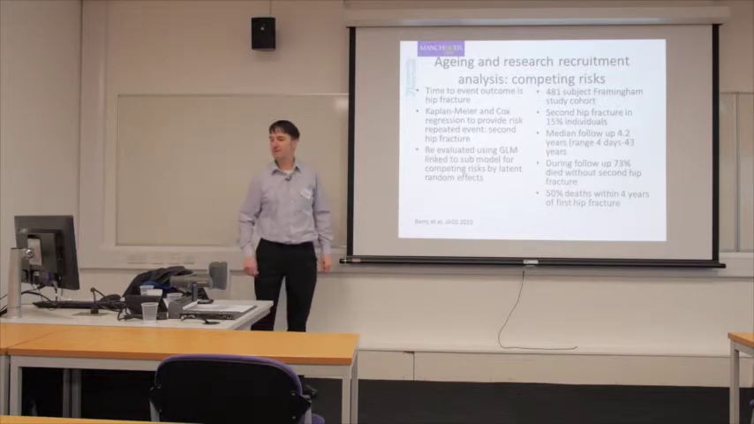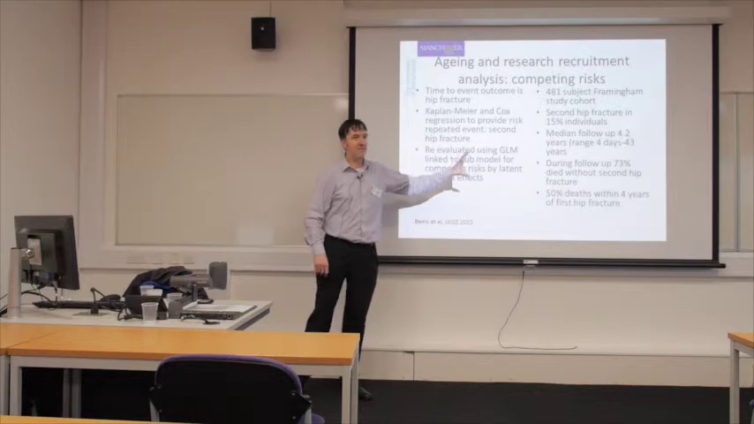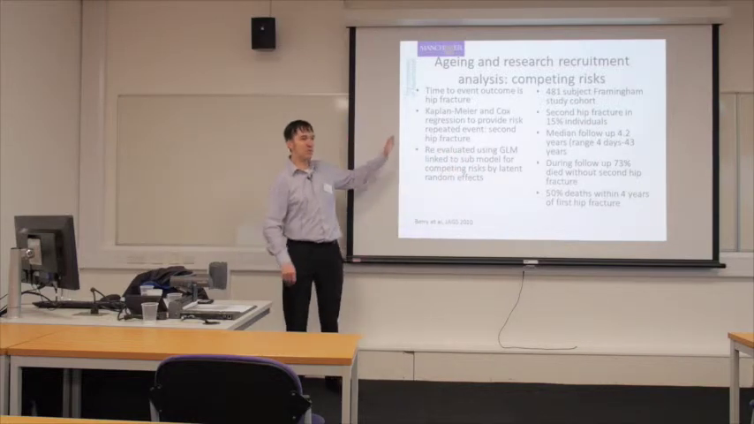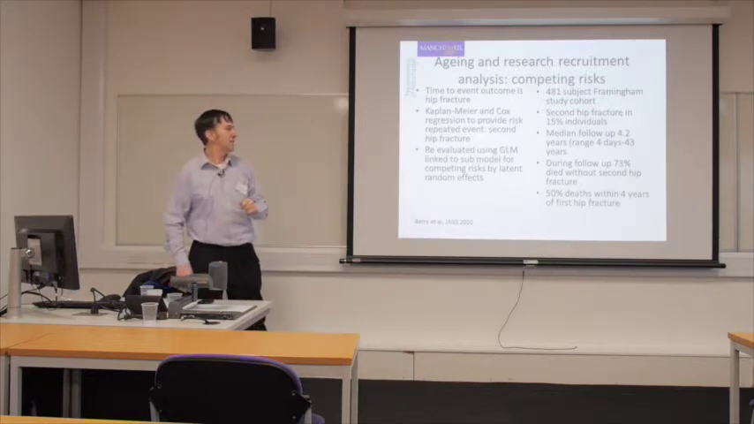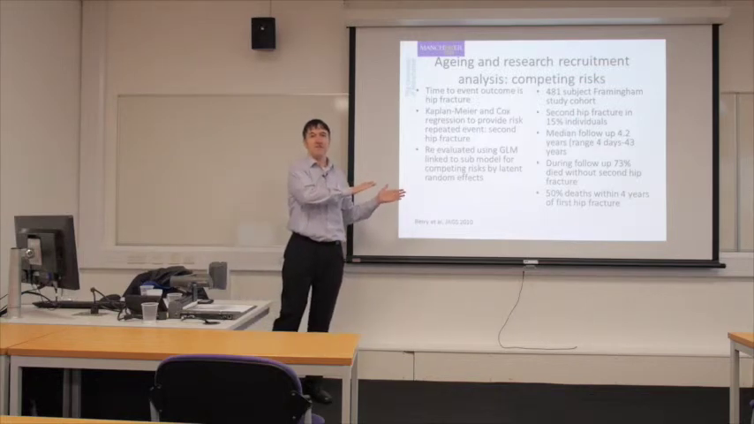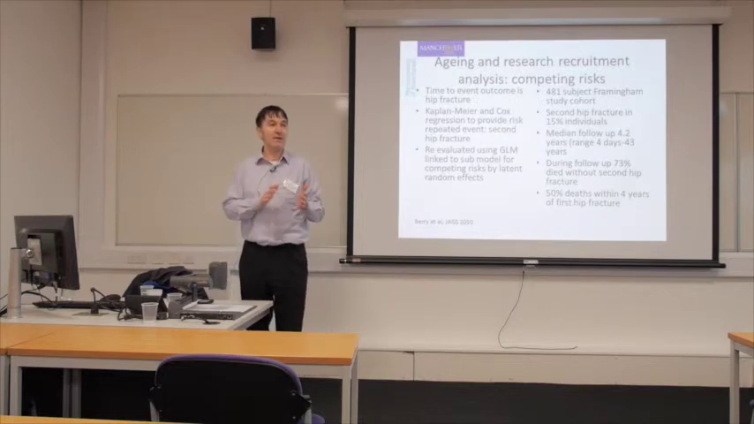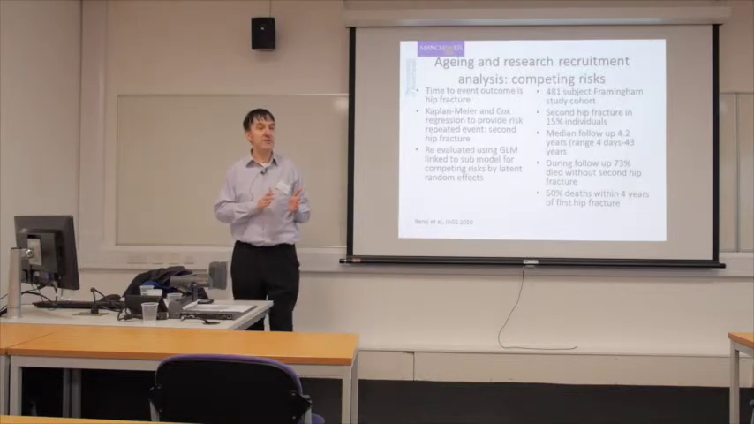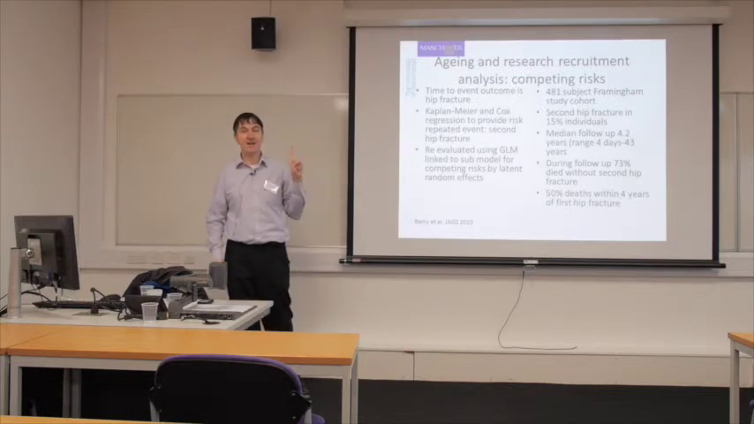So that means, what's the effect? If we're going to say to someone who's broken their hip, here's the risk of having another hip fracture, it's not just the risk of having another hip fracture, it's the risk of having a hip fracture in the context of the fact that you might well die in the meantime. Because at year 1 after hip fracture, 30% are dead.